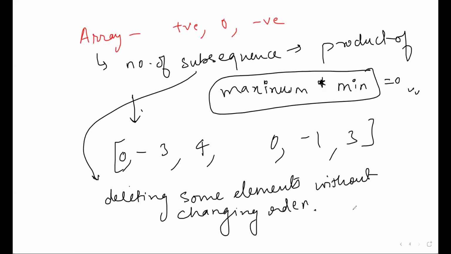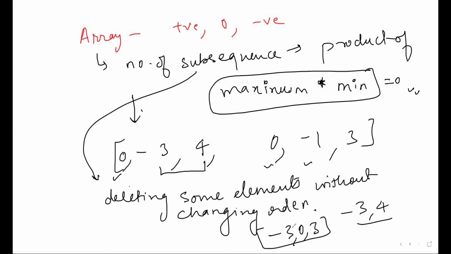Okay. So we can have minus 3 comma 4 as one of the subsequences. If I delete the rest of the elements, 0, 0, minus 1 and 3, you'll get minus 3 and 4. I can have minus 3, 0 and 3 as one of the subsequences. If I'm taking these three values in my subsequence, obviously I have to delete 0, 4, and minus 1.